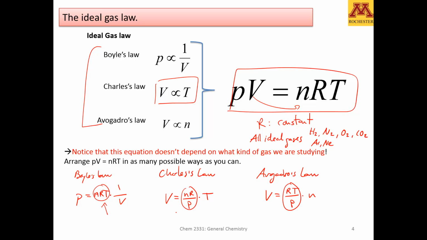Notice that these are not the same C that we were talking about, but we are showing that PV equals nRT can be arranged in different ways so that it still contains in itself Boyle's law, Charles' law, and Avogadro's law.